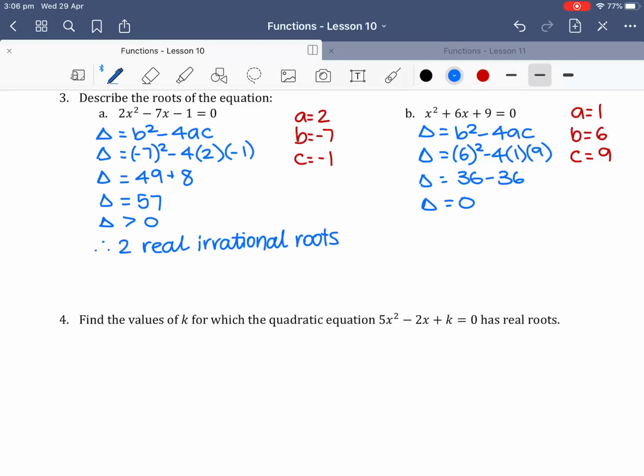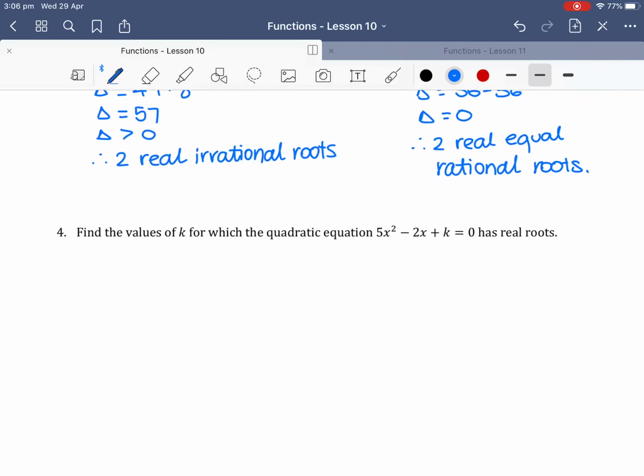So when our discriminant equals 0, it means therefore we have 2 real equal roots. And because we can square root 0 and get a whole number, we have 2 real equal rational roots.